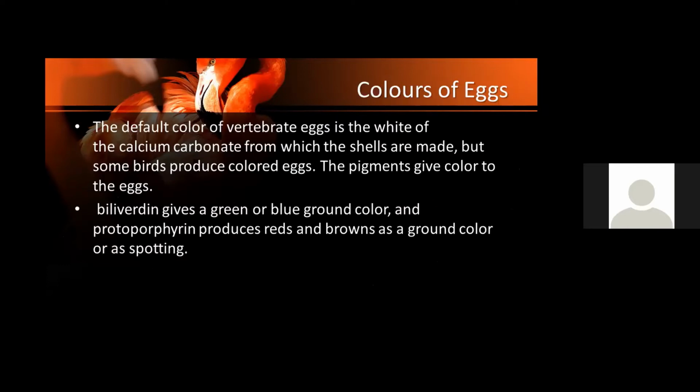Colors of eggs. The default color of vertebrate eggs is the white of the calcium carbonate from which the shells are made, but some birds produce colored eggs. The pigments give color to the eggs. Biliverdin gives a green or blue-brown color, and protoporphyrin produces reds and browns as a ground color or as spotting.